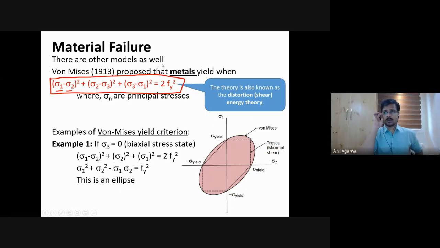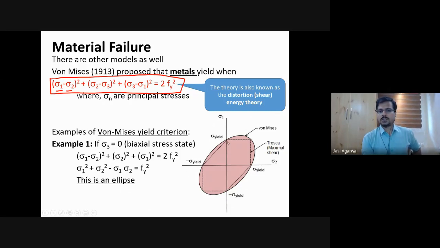Okay. So 2Fy square, it's not like he proposed it. He just said this energy level always reaches a particular point. That's when the yielding takes place. Same thing in uniaxial test, same thing in biaxial test, triaxial test, no matter what. Okay. Similar to the Tresca criterion.